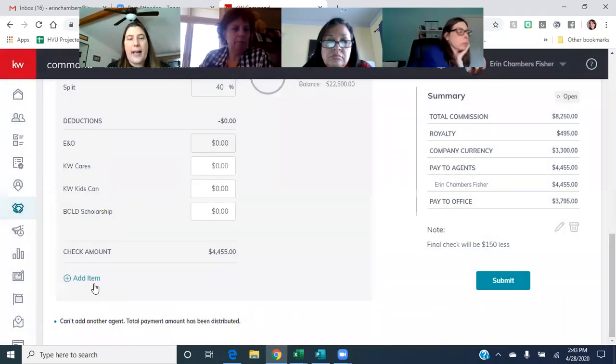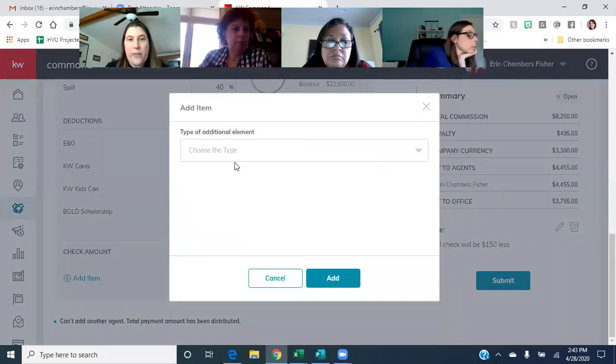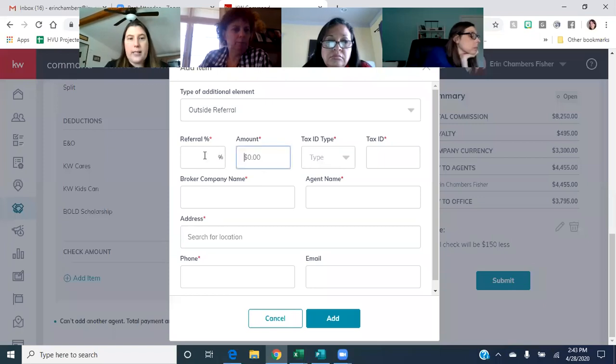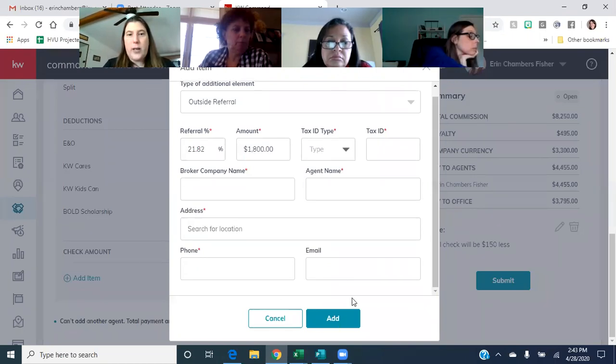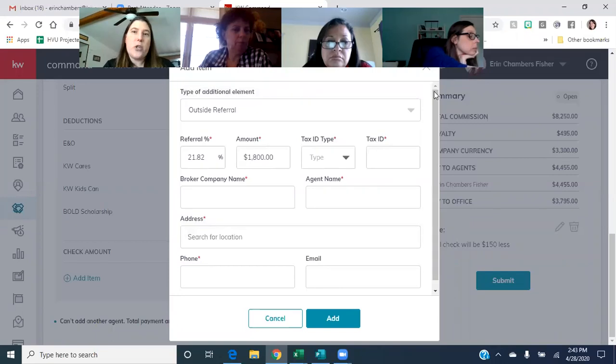So if the first agent is paying 60% of the referral, you can put that amount here and then add that, and then you can add a second item with a note. So you could put the first item and say, outside referral, let's say, but it's really 1,800, and you put the referral information. So you can add both.